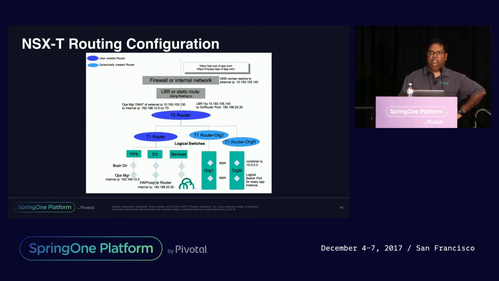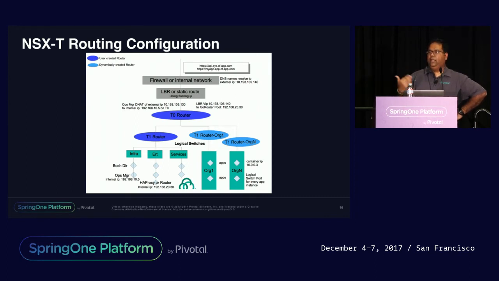On the left-hand side, Ops Manager doesn't really need a load balancer. You would do a direct DNAT. So from 130, it becomes 192.168.10.30. So that basically goes to the Ops Manager. You would set SNAT and DNAT rules at the T0 router level.